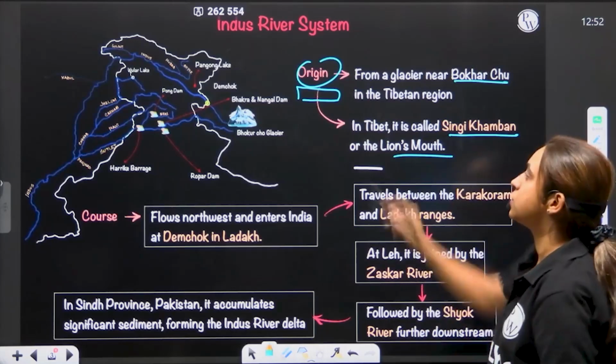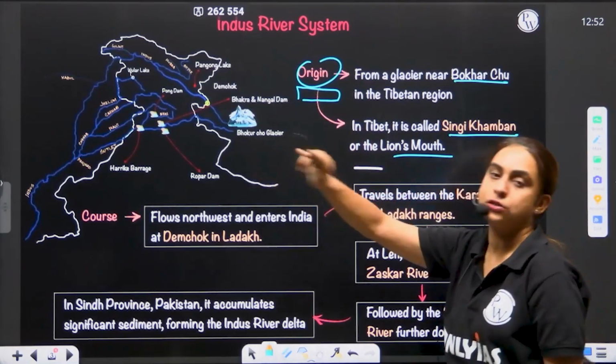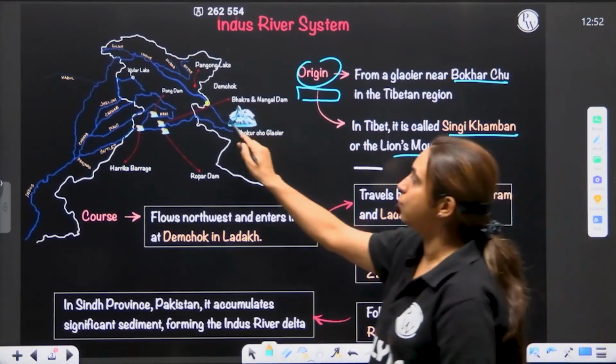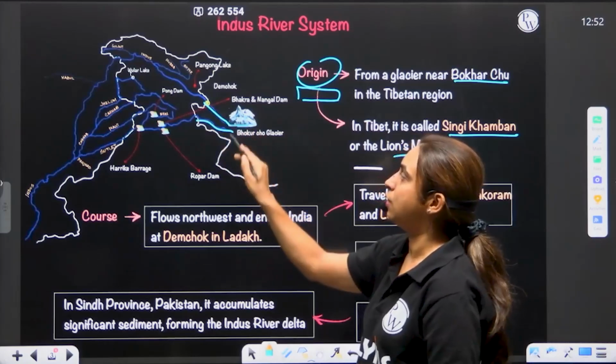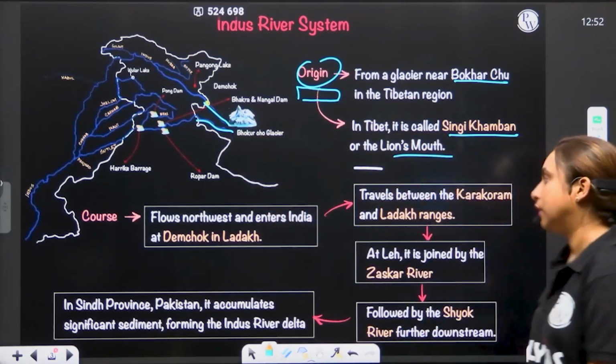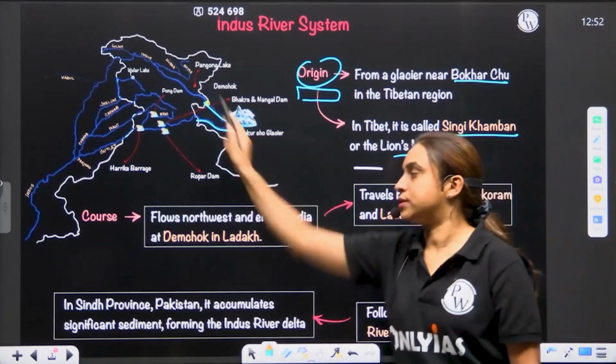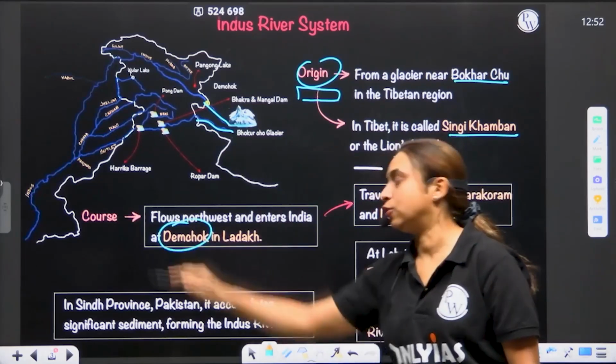So in Tibet, this is known as Singi Khambam, and Sutlej is known as Lanchen Khambam. Both of them, you will see, are moving parallel. So they have their names: Singi Khambam, and Lanchen Khambam is Sutlej. Then it flows in the northwest direction, as you can see, and enters India at Demchok in Ladakh.